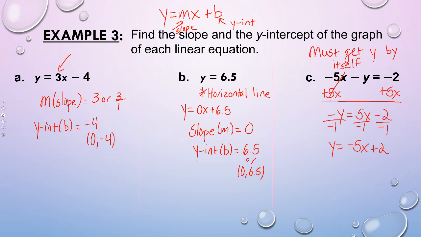Now, just identify the slope and the y-intercept. The slope is what's next to the x. So your slope is -5. Your y-intercept, I'm going to write it as a point, is the point 0, comma 2. And there's your answer. But if y is not by itself, you have to get that y value by itself first before you can go ahead and determine what the slope and the y-intercept are.